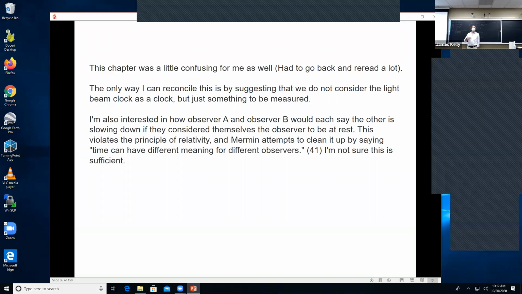In other words, the only way to make sense of this is to say the light beam clock's not a real clock. It's, of course, something we can make measurements on, and it might slow down as it's moving faster, but at least it's not a real clock. That's the only way to make sense of it.